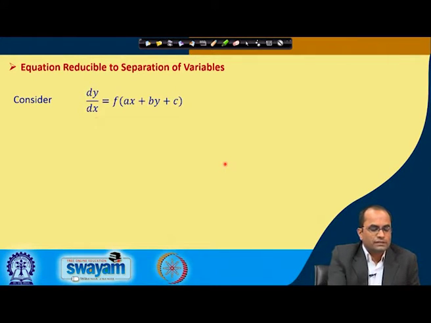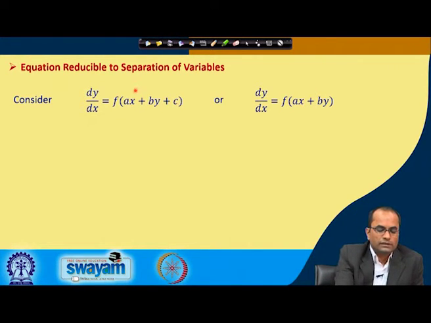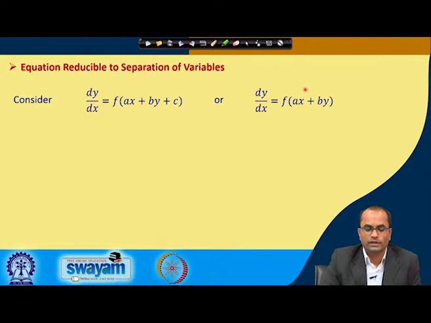So, for instance, if we consider dy over dx is equal to f of ax plus by plus c, so we have a function of ax plus by plus c, or the form is just ax plus by. As such, this given equation may not be in separable form, but if we make a substitution here, we will substitute ax plus by plus c, giving a new variable to this expression, or we can substitute ax plus by when the equation is given in this form.